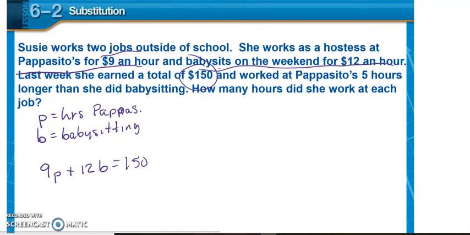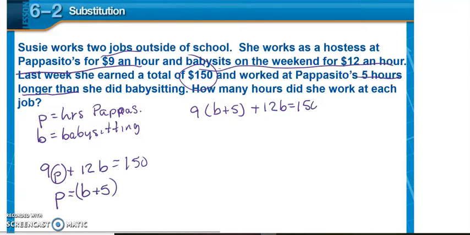Then she worked at Pappasito's 5 hours longer than she did babysitting. So Pappasito's ends up being more hours. So to figure that out, you're going to take Pappasito's is going to equal the babysitting plus 5. So for this one, the nice thing is, and that comes from this, 5 hours longer. The thing about this one is the B plus 5 is already set up for you to plug in for P. So we're going to plug in B plus 5 for the P in 9P plus 12B equals 150.